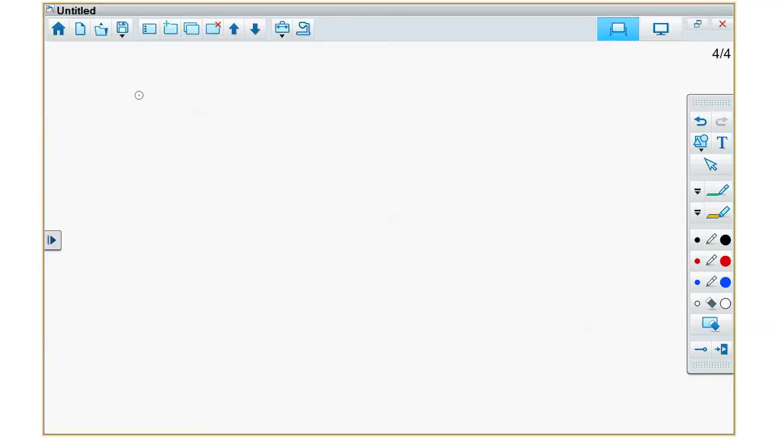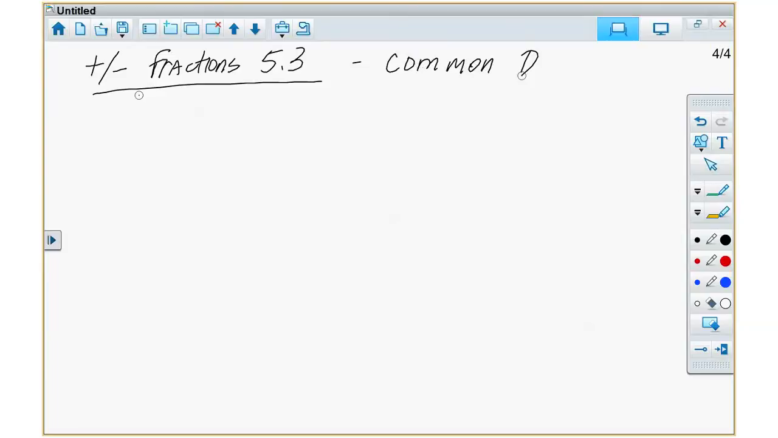Let's go with two fractions, and we're talking about adding and subtracting fractions. This is 5.3. I skipped 5.2. We'll get back to it. I want to make sure we spend more time on adding and subtracting fractions, because that's where y'all have meltdowns. To add or subtract a fraction, you have to have a common denominator. And the common denominator is called the least common multiple. The big number, the second number of those numbers that we were doing in 5.1.